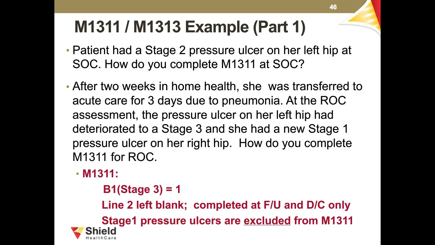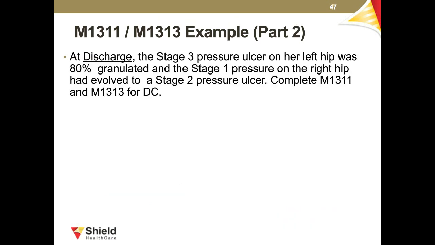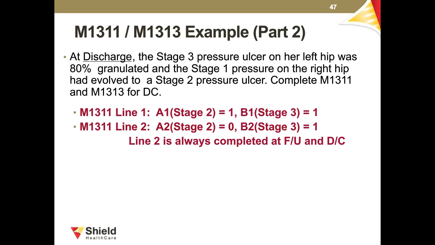So the patient goes on, and in the same patient at discharge, that stage 3 pressure ulcer on her left hip became 80% granulated, and the stage 1 on her right hip became a stage 2. So how am I going to complete this at discharge? Both M1311, the current, and then M1313, the ones that changed at discharge. Well, the current ulcers, line 1, at discharge, she has 1 stage 2, and she has 1 stage 3. It's still a stage 3 because it's not totally epithelialized.